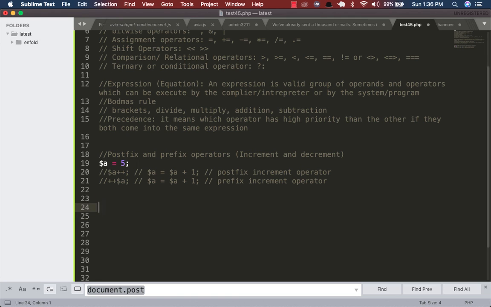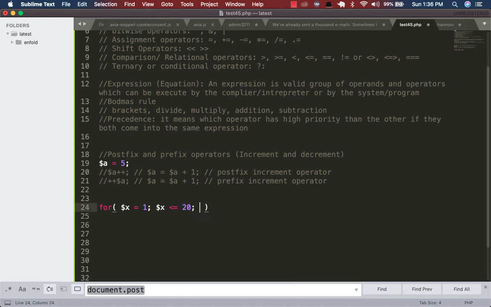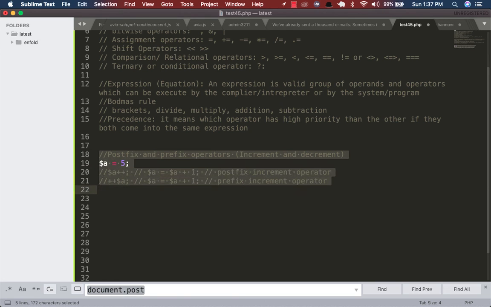We will use it a lot in the for loop. Let me write an example: x equal to 1, x less than or equal to 20, $x plus plus, like that. Here we are using the postfix increment operator, or we can write it the other way. We will use this operator a lot. So I hope you understand this.